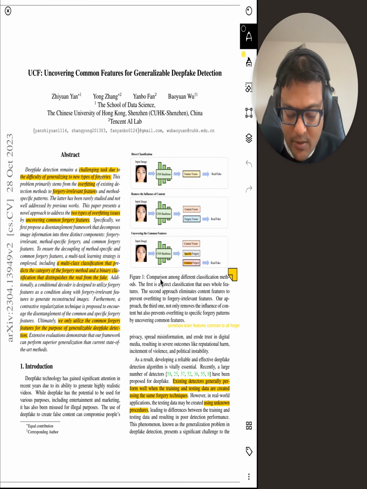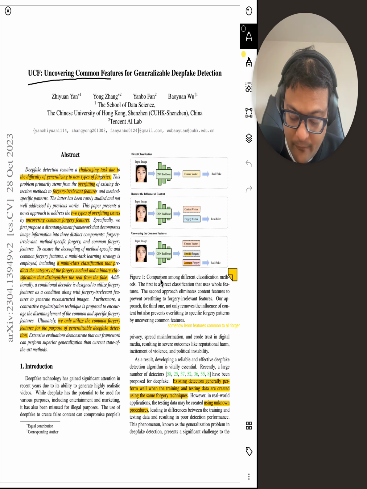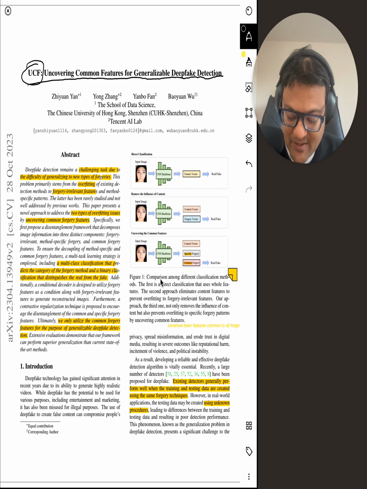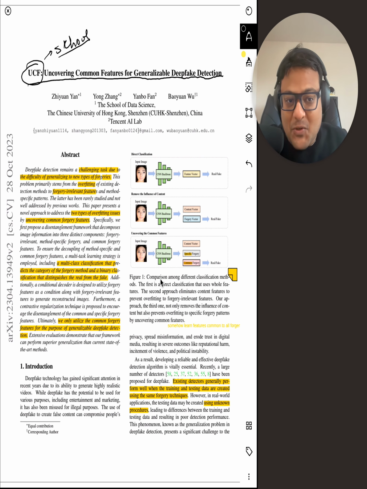Today we are going to discuss this paper, which is known as UCF: Uncovering Common Features for Generalizable Deepfake Detection. And the funny thing is that this paper is called UCF, and UCF is my own school. So yeah, that's a funny story here. Let's get to this paper today.